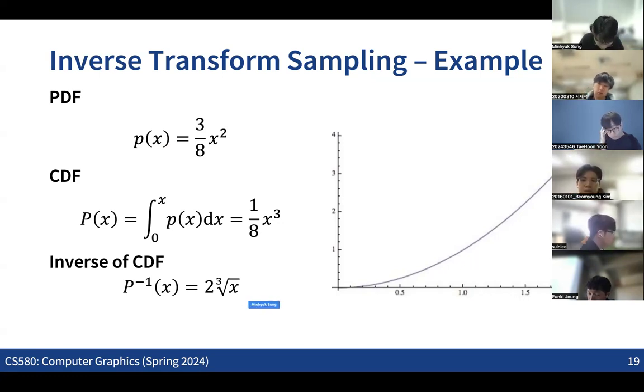So this is one simple example: when you have any kind of analytic form of the PDF, especially a polynomial function, then we can easily calculate the inverse of the CDF, and then we can do the sampling based on the PDF using the technique of inverse transform sampling.